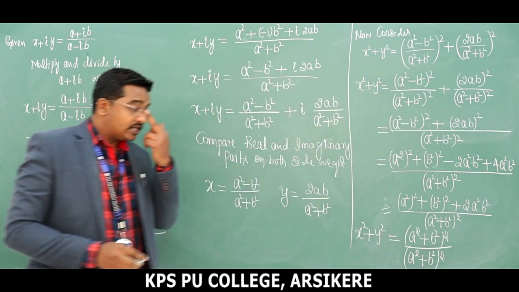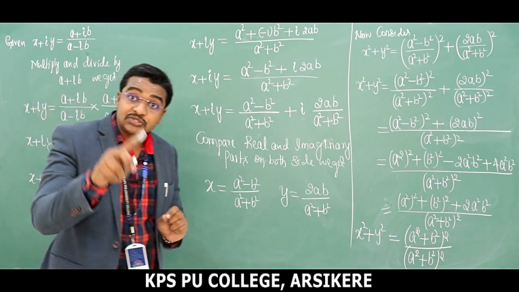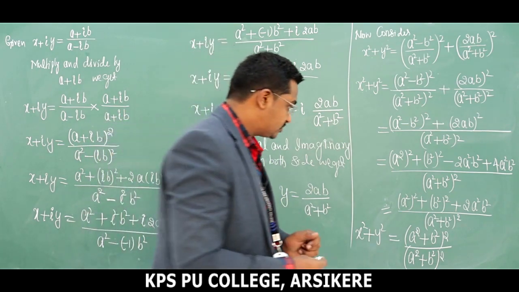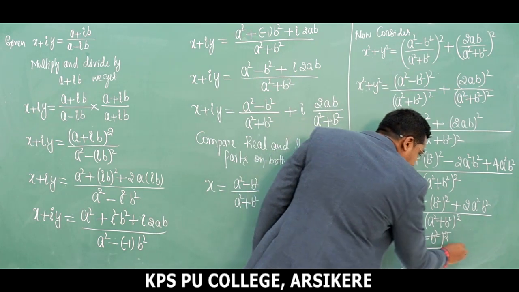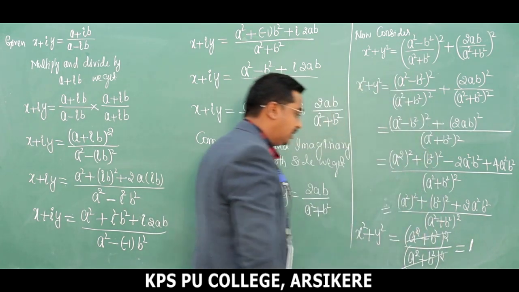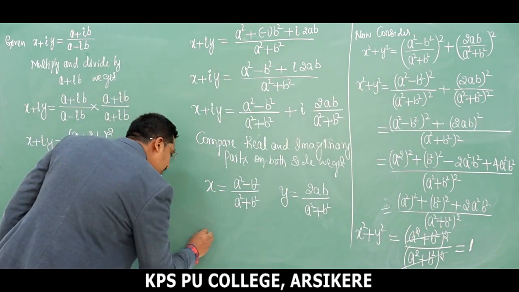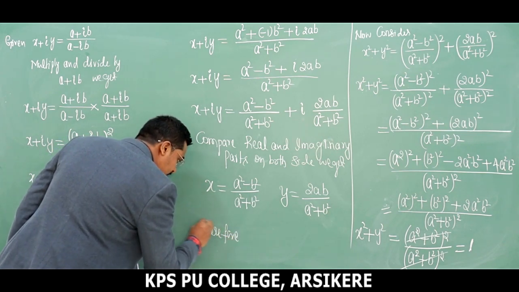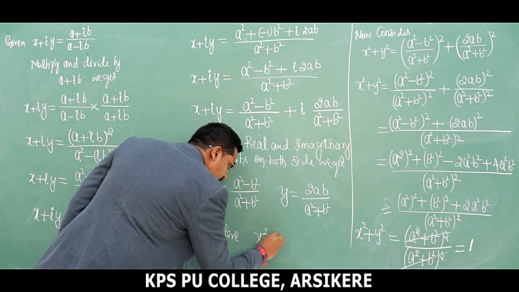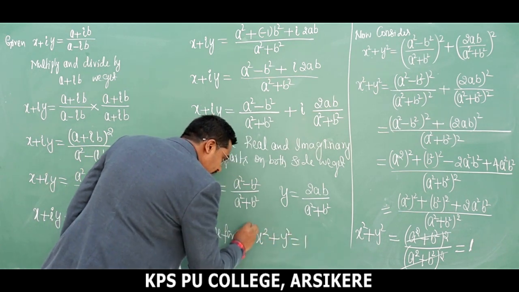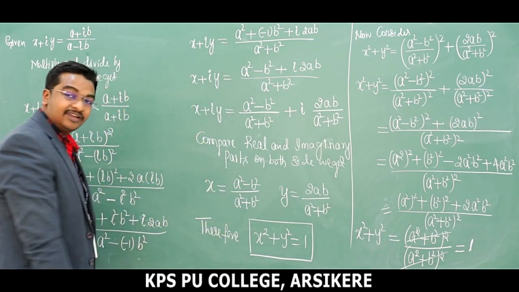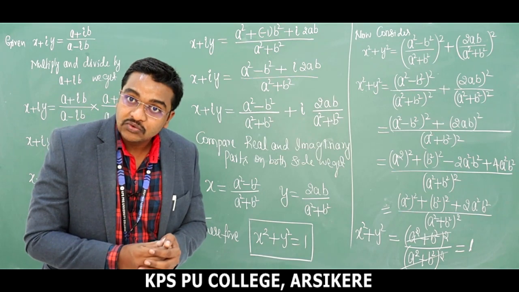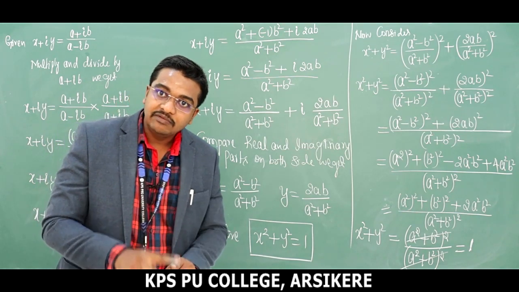So x square plus y square reduces as (a square plus b square) whole square divided by (a square plus b square) whole square. So this term gets cancelled, right? What we are left with is 1. Therefore x square plus y square is equal to 1. Hence the proof. Clear? Here (a square plus b square) whole square divided by (a square plus b square) whole square, they get cancelled, we are left with 1.